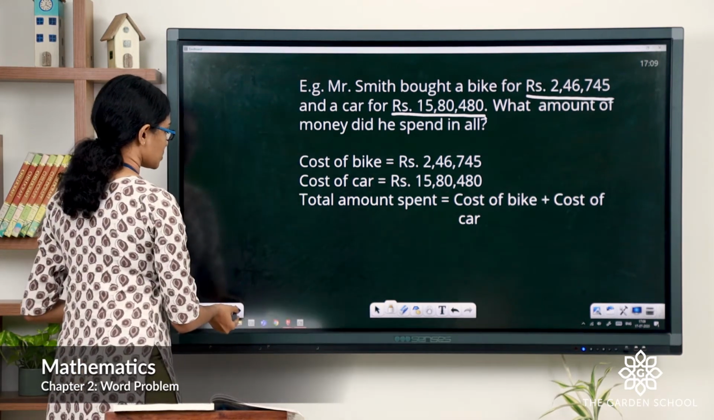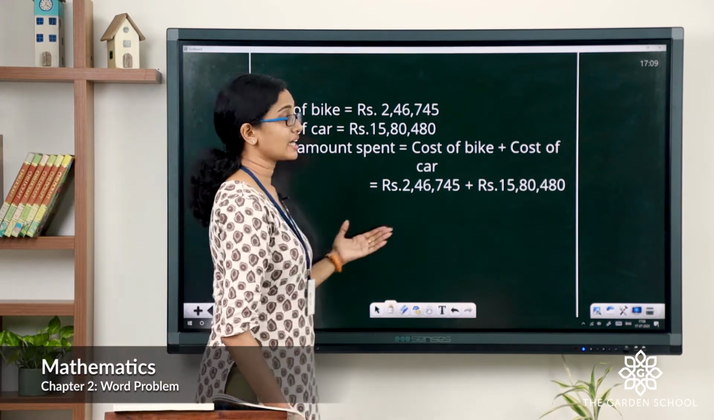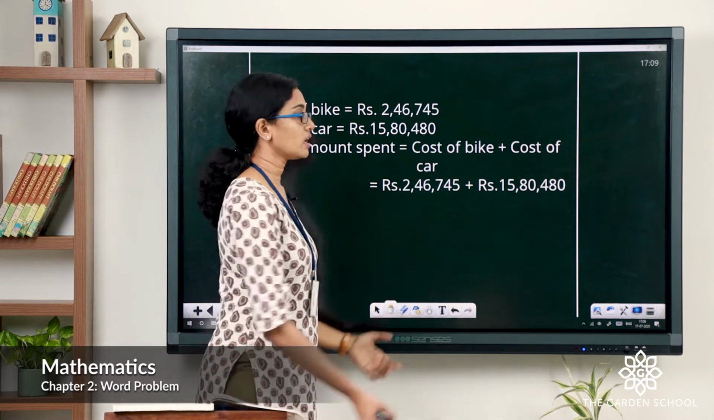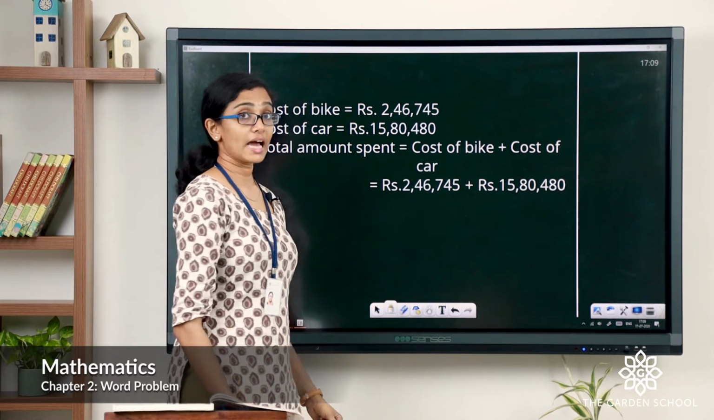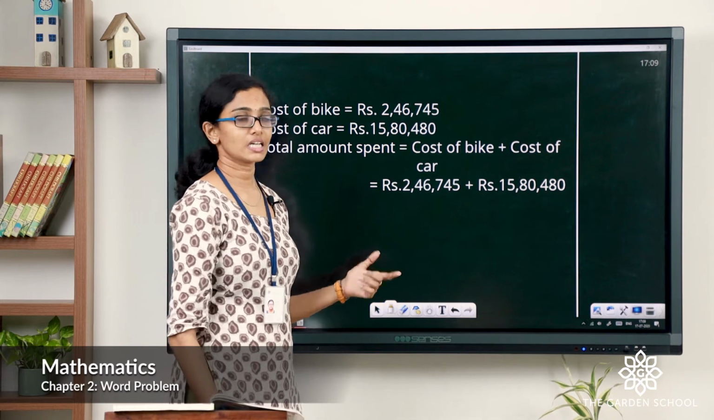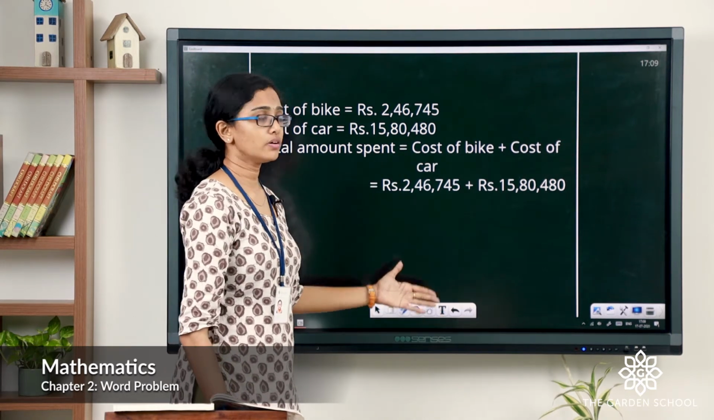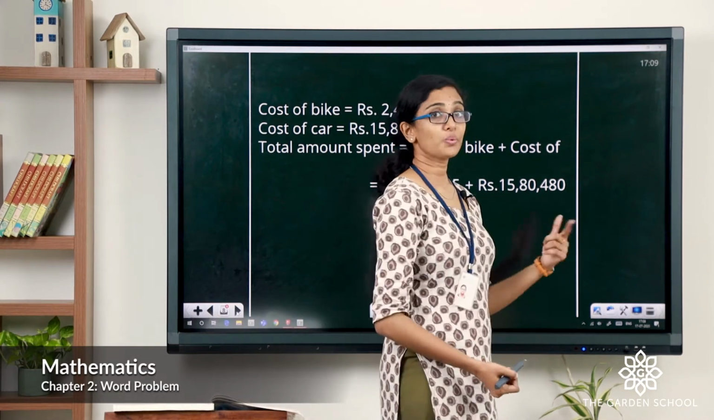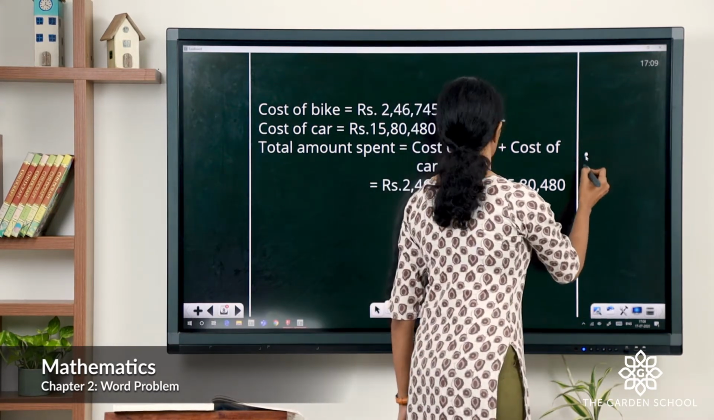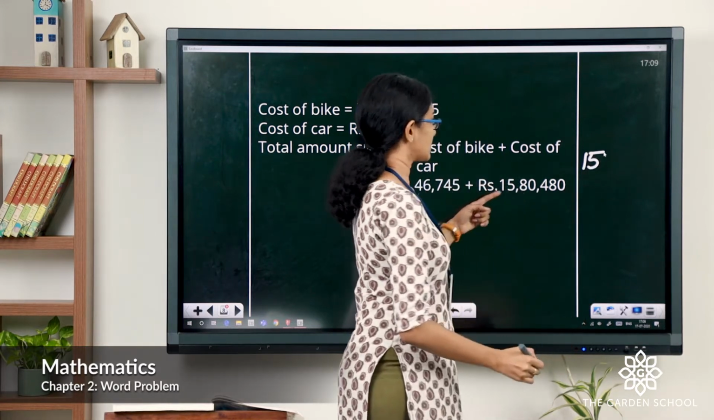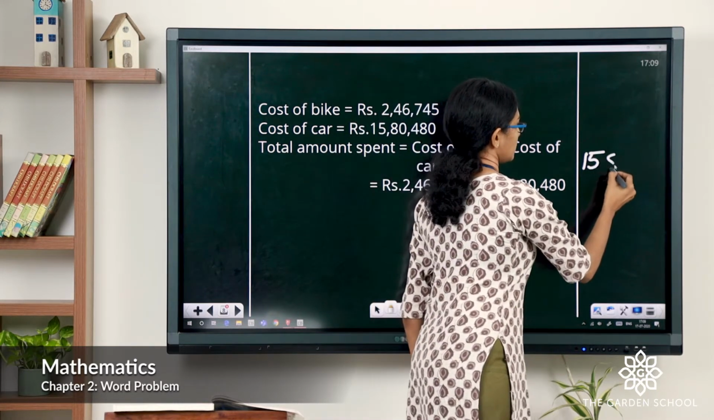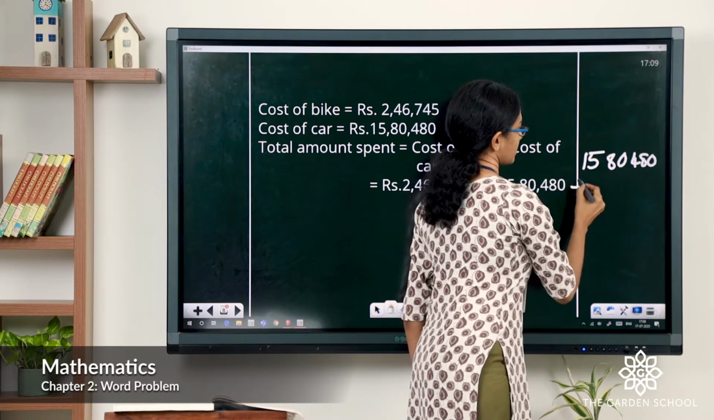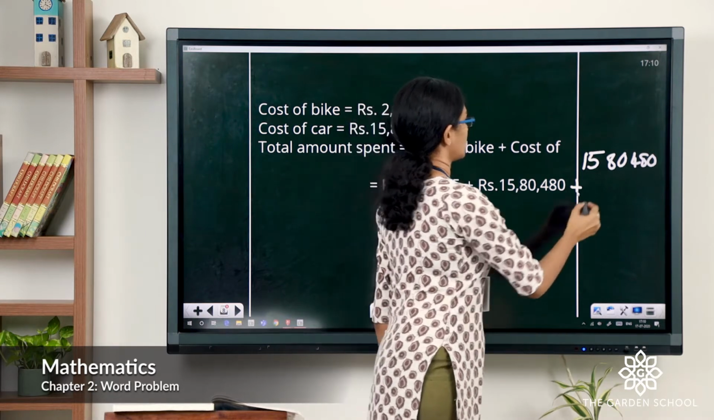Now, let's substitute the values here. Now, that will be equal to rupees 2,46,745 plus rupees 15,80,480. Now, let's add these two amounts to find the total amount he spent. Let's do the calculation in working column. So, for the ease of calculation, I am writing this number first. So, it is 15,80,480 plus how much?